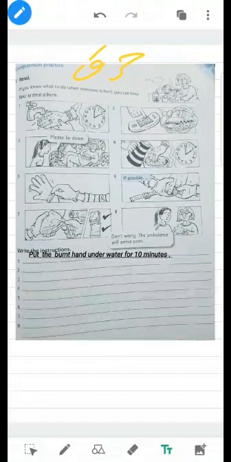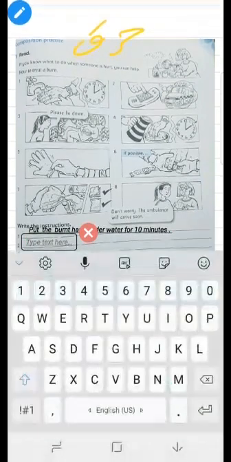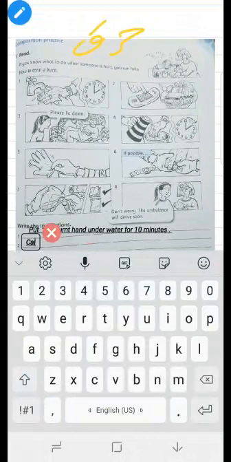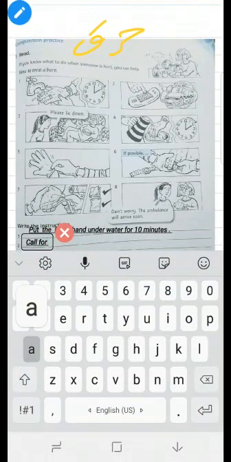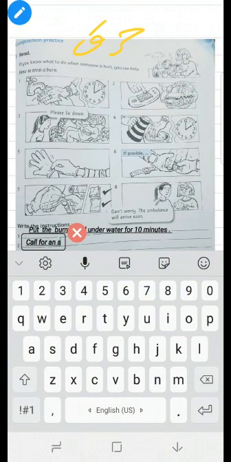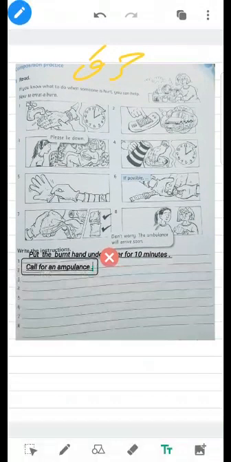Number 2. نستدعي سيارة إسعاف. So we write call for an ambulance. Good. Call for an ambulance. اتصل من أجل أن تأتي سيارة الإسعاف.